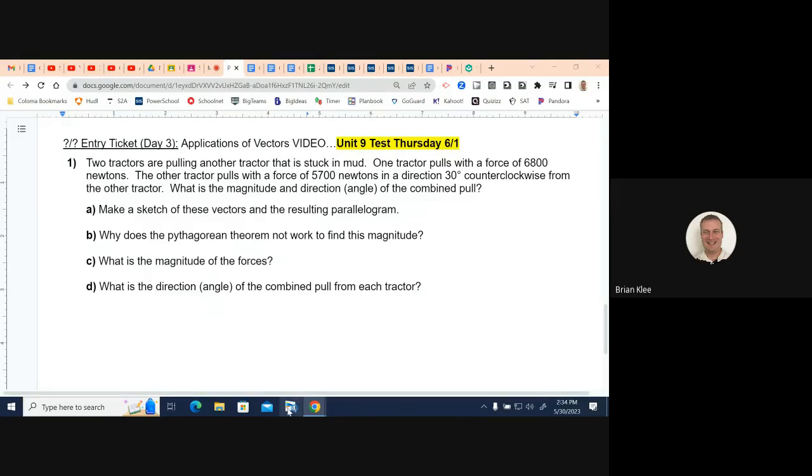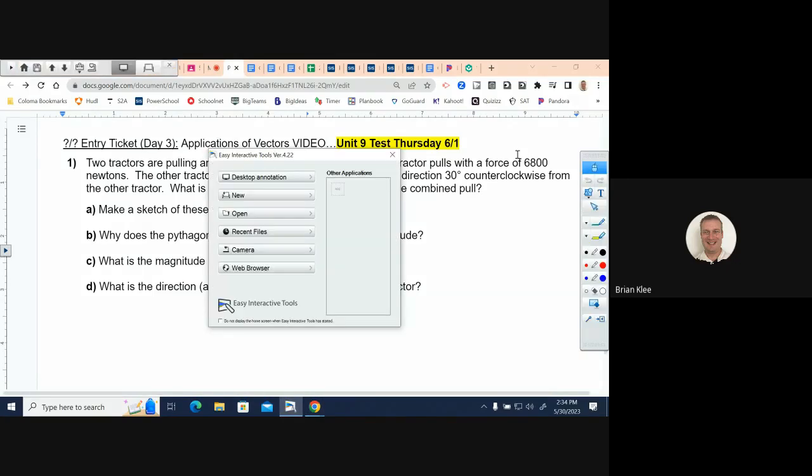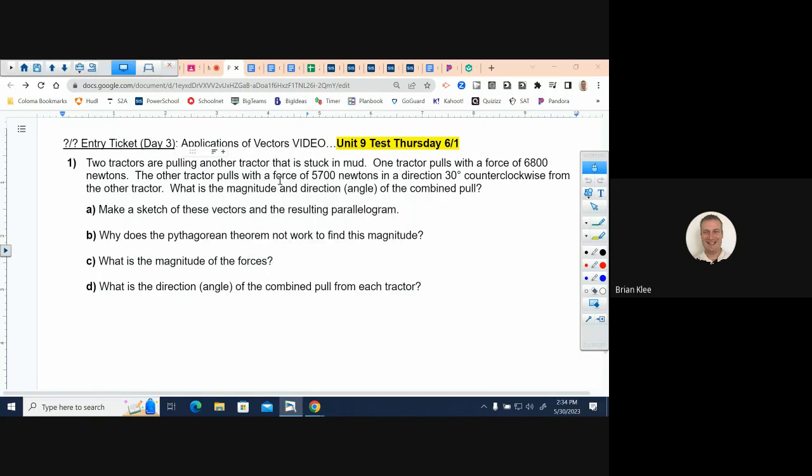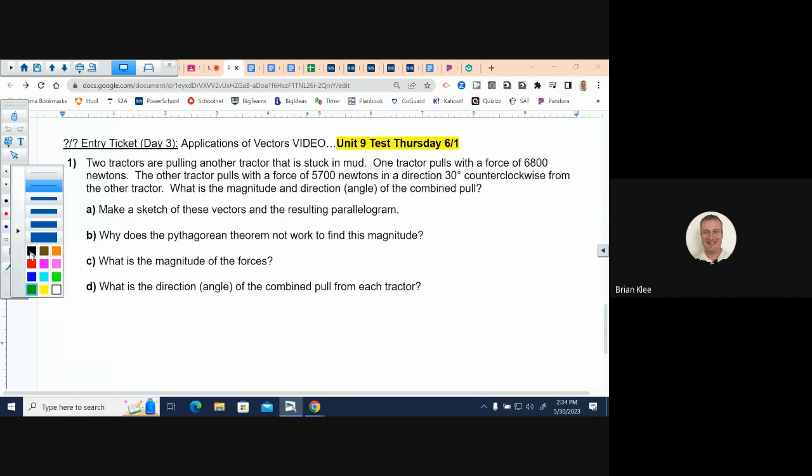So this learning target is going to cover what happens when we have two vectors that are combining and the angle between them is not a 90-degree angle. So first off, a sketch of what's going on here.